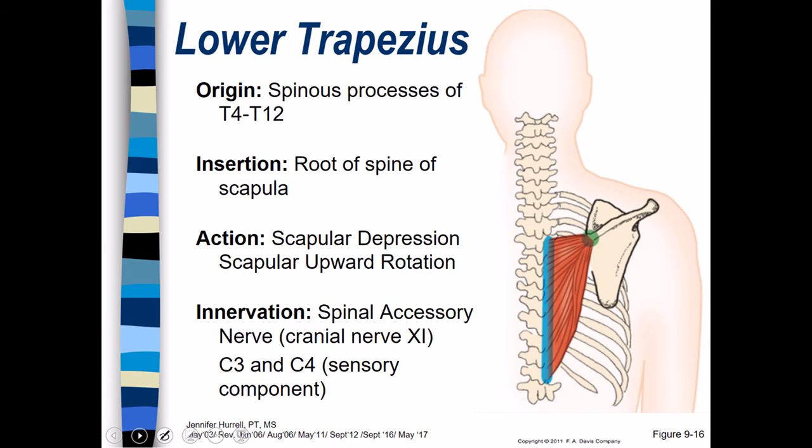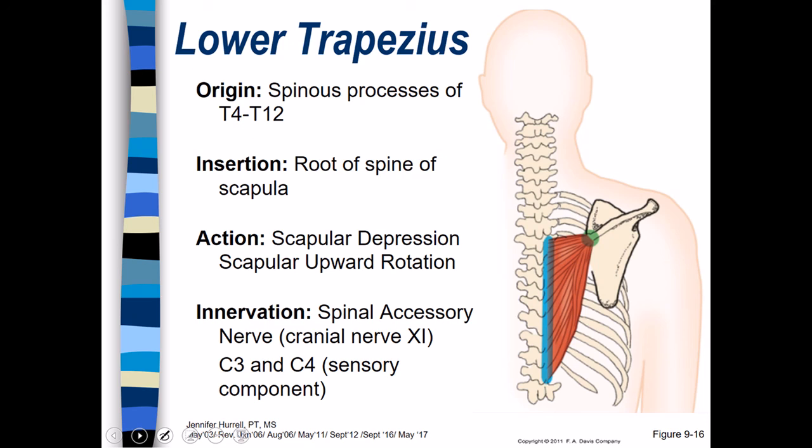All right, lower trapezius originating on the spinous processes, T4 down to T12, inserting here on the root of the spine of the scapula. So for this one, I'm going from here up to here. Line of pull is pretty much straight downwards, right? I mean, a little bit of an angle, but mainly down. So we're definitely going to get depression, right? Because line of pull is pulling down. So the scapula's got to move down.